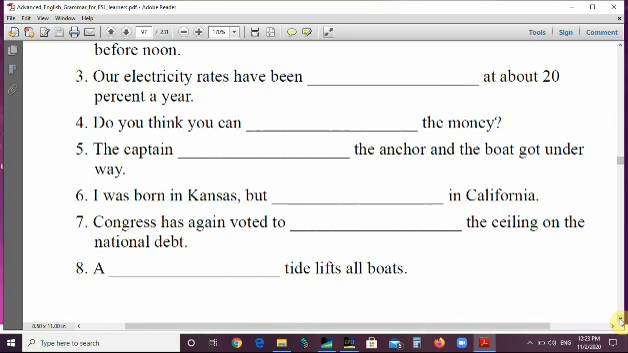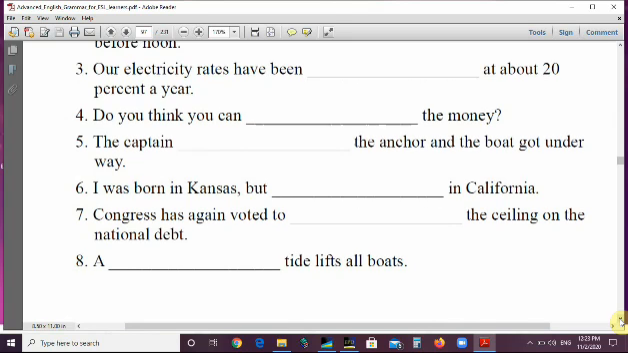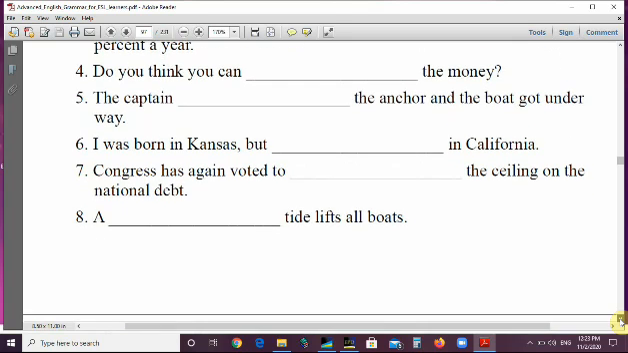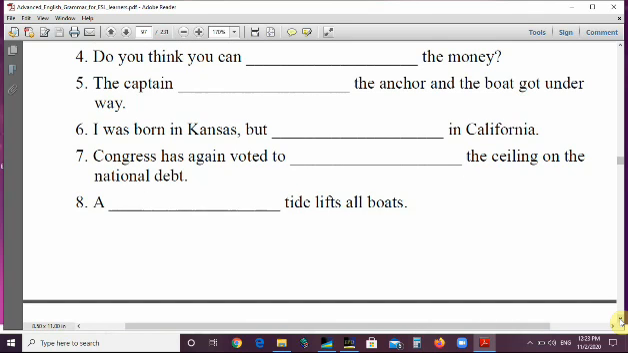The rates are rising. Number 4, do you think you can raise the money? Of course, getting the money means raising the money. Raise, R-A-I-S-E. Number 5, the captain raised the anchor, and the boat got underway. The captain raised, of course, raised. We have an object here. Number 6, I was born in Kansas, but raised in California. I was brought up in California.